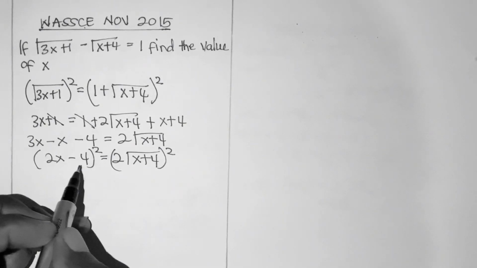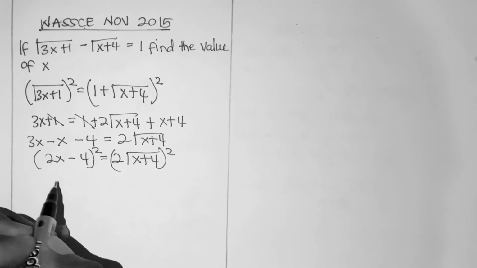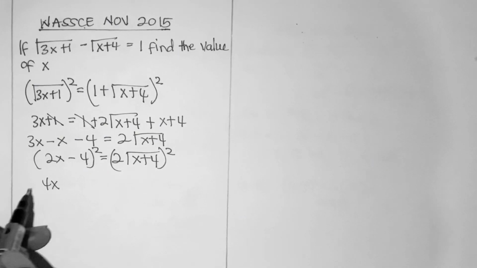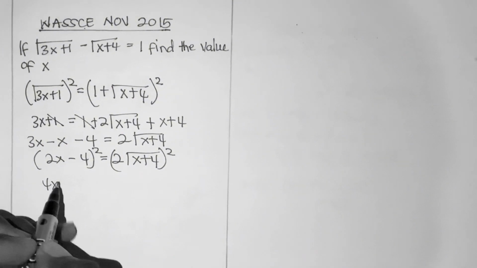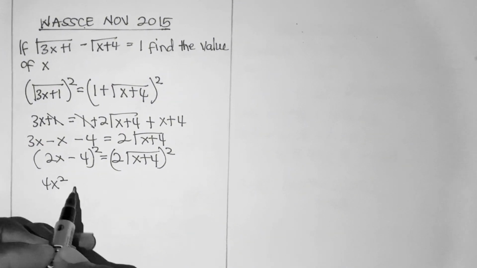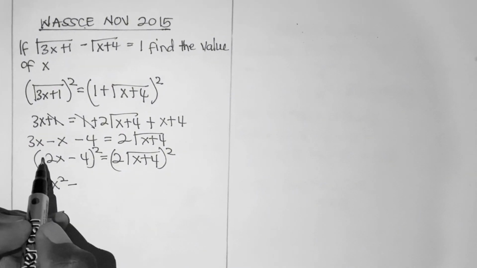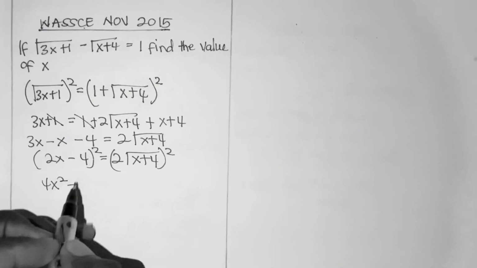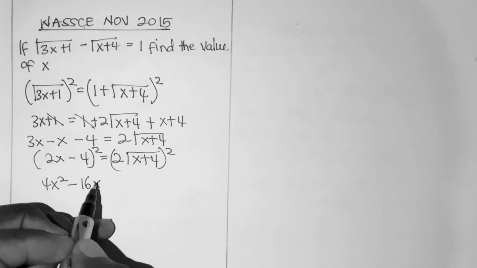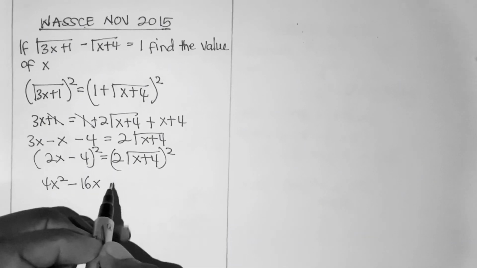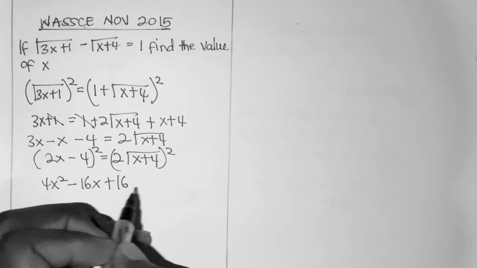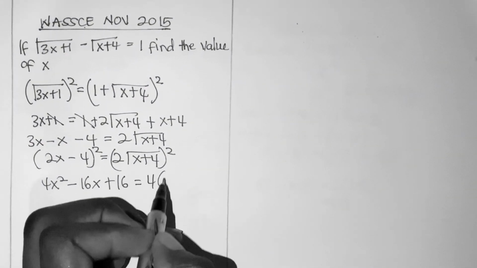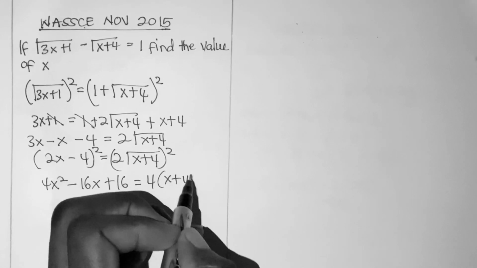And if we square it, now 2x all squared is 4x squared. Then minus 2 times 2 is 4, times 4 is 16, so minus 16x. Then minus 4 squared is 16, so plus 16 equals 2 squared, which is 4, times root x plus 4 squared, which is x plus 4.